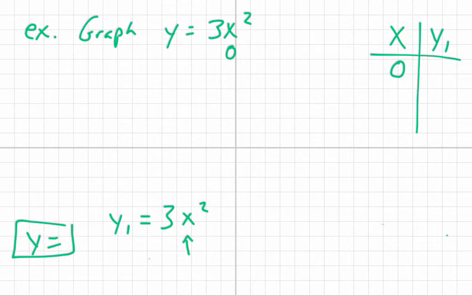So if I put a 0 in for x, 0 squared, 0 times 0 is? 0. 3 times 0? 0. So I know now that the point 0, 0 is going to be part of my parabola. Good? And now if I put in a 1 for x, I have 1 squared, 1. 3 times 1 is 3. So when x is 1, my y value is going to be 3. When x is 2, now I have 3 times 2 squared, so 2 squared is 4, so 3 times 4 gives me 12.